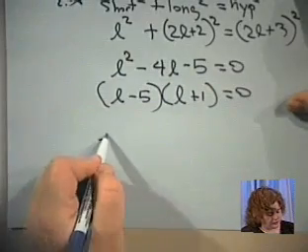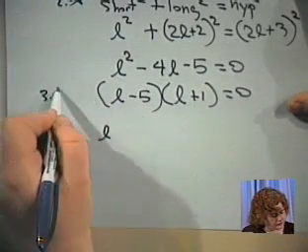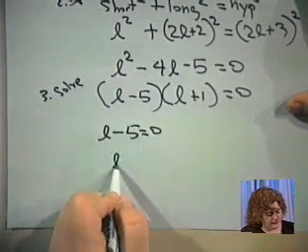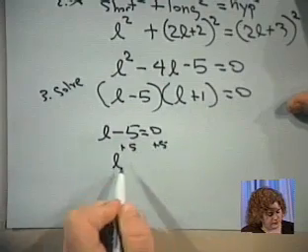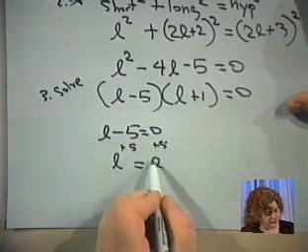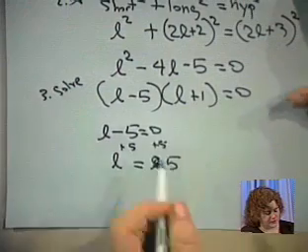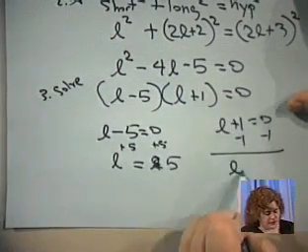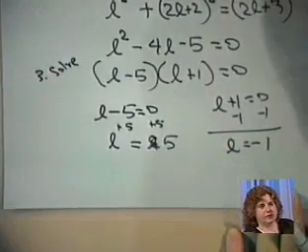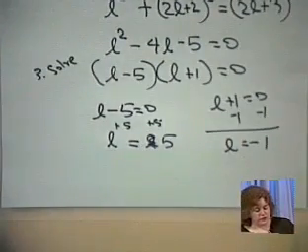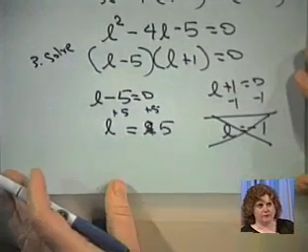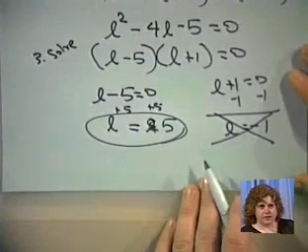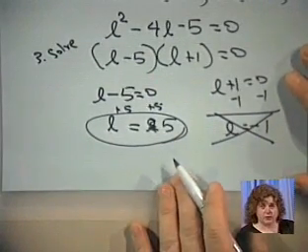Setting each factor equal to 0. Step 3, solve. L minus 5 equals 0. L could equal 5. Or, setting L plus 1 equal to 0, subtract 1 from each side, L could equal negative 1. Well, we can't have a negative length. So we're going to discard the negative 1 and take the length of the short leg equal to 5 as being the reasonable answer.